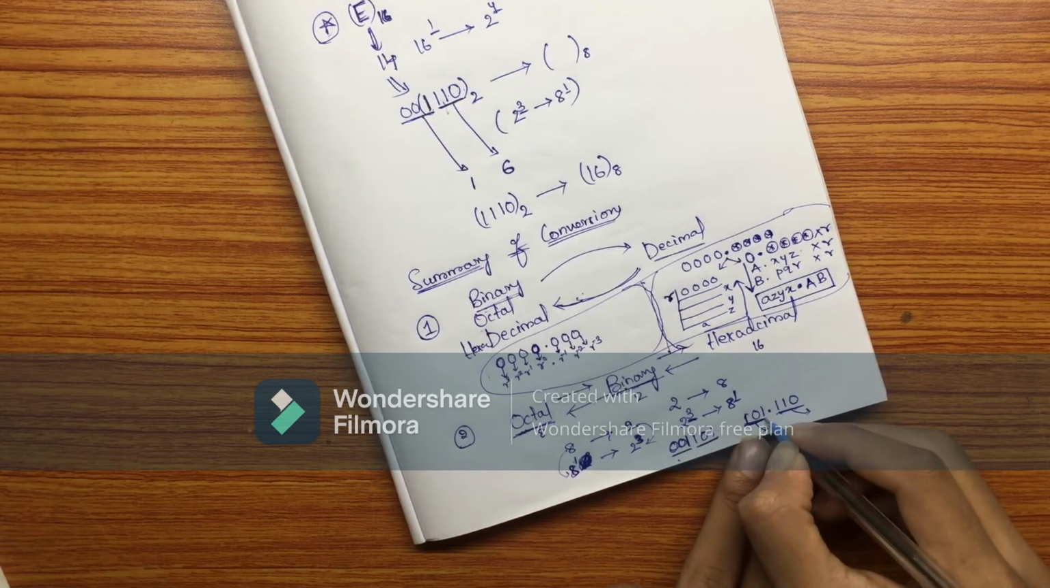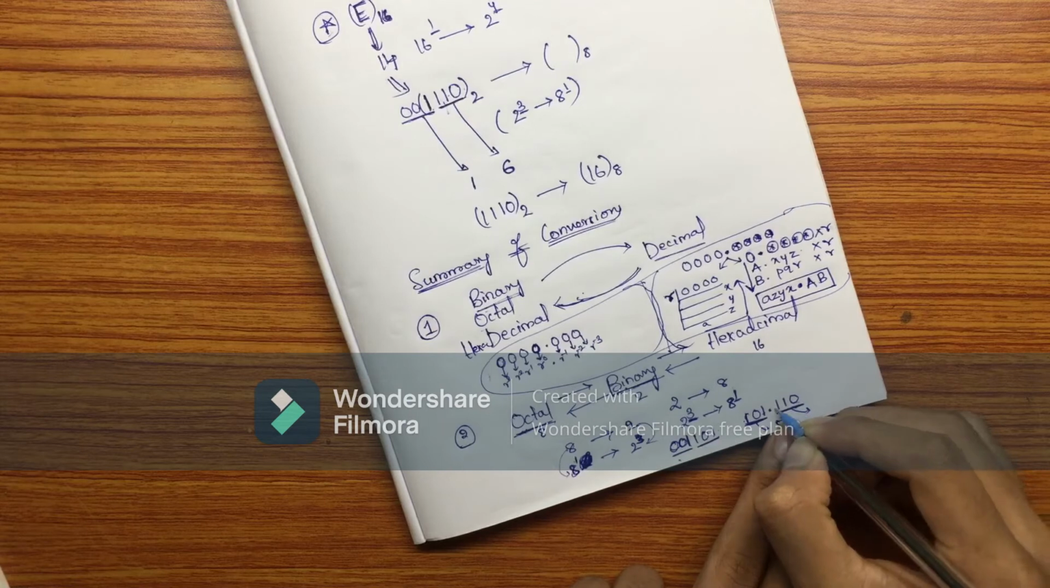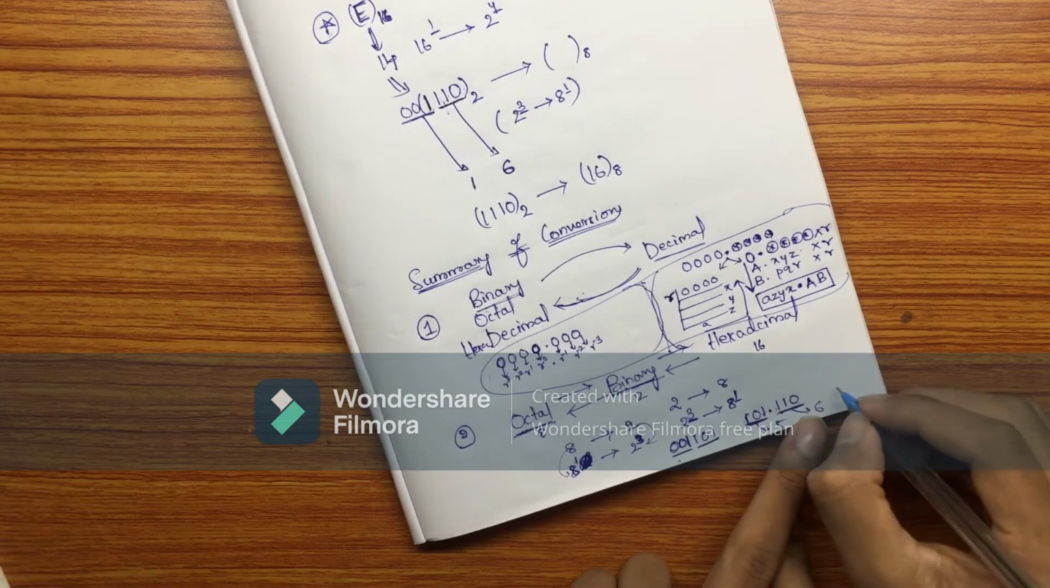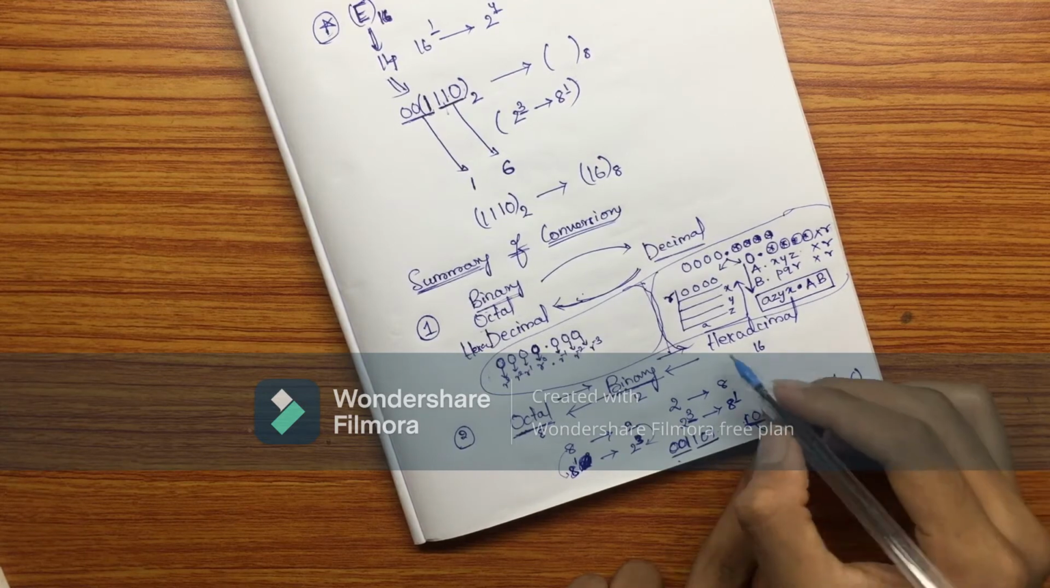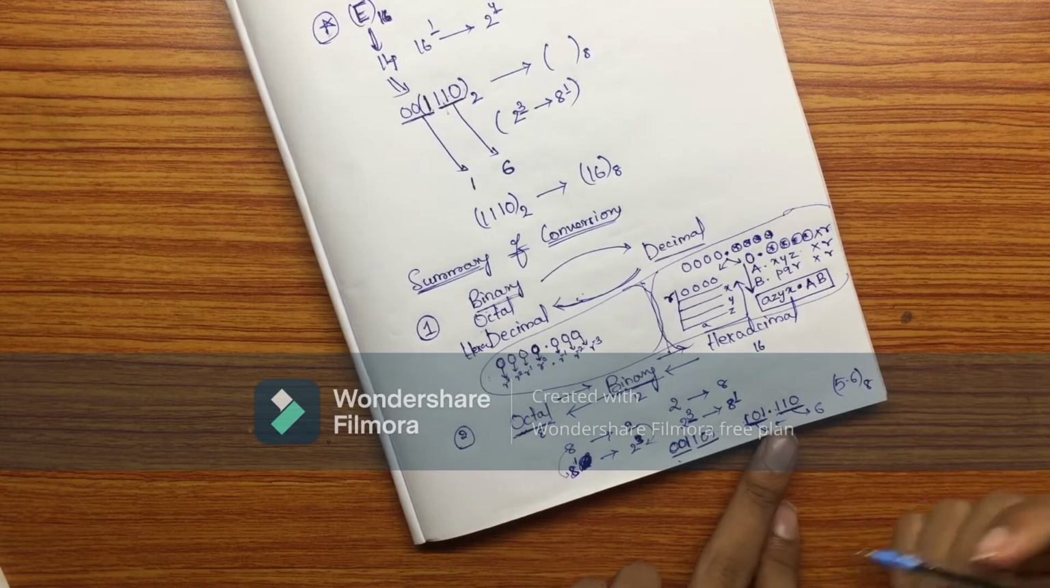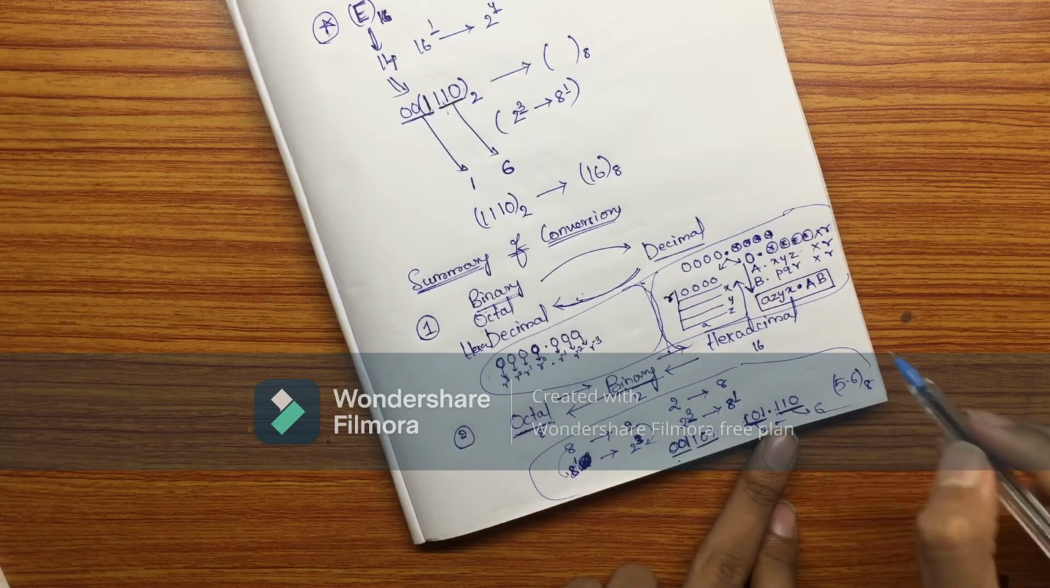What is the equivalent of this? 1 plus, and here what is the equivalent of this number? That is 2 plus 4, that is 6. So 5.6 will be the answer here. Okay, so in this way, so hexadecimal, you have seen the examples, right? So from there you can do simply. Okay, so keep this in mind.